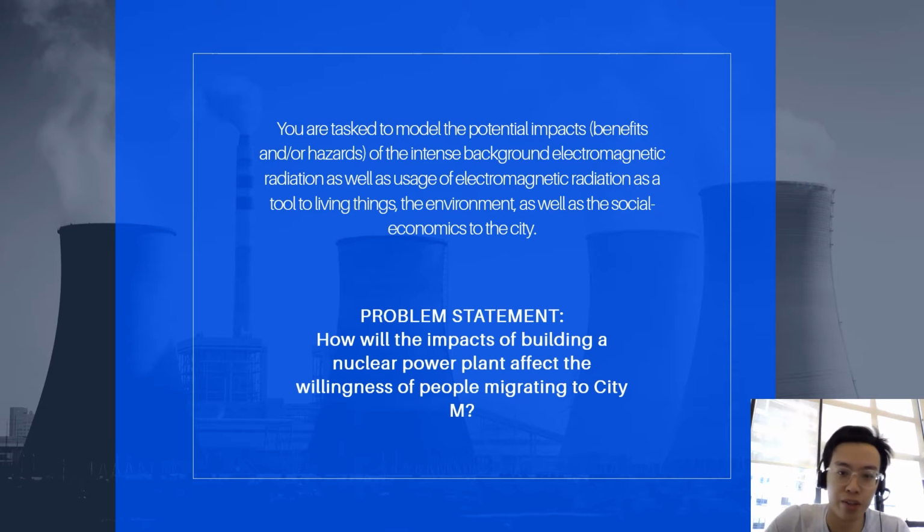So the task that we were given is to model the potential impacts of the intense background electromagnetic radiation as well as the usage of electromagnetic radiation as a tool to living things, the environment, as well as the social economics to the city. So we have come up with our problem statement, which is how will the impacts of building a nuclear power plant affect the willingness of people migrating to CTM. This will allow the governors of CTM to decide whether they should build a nuclear power plant.